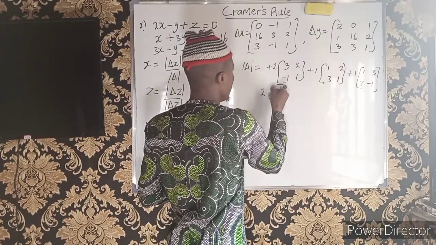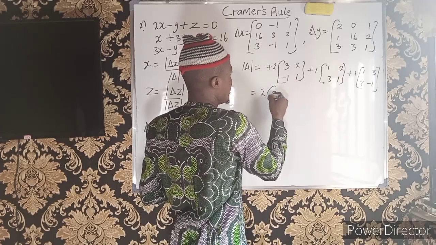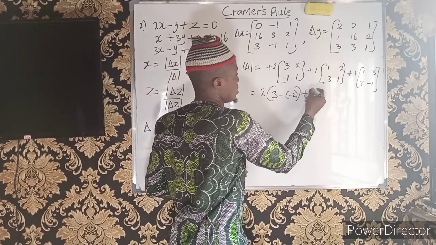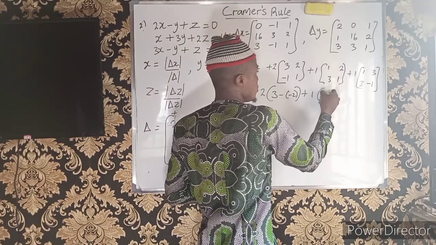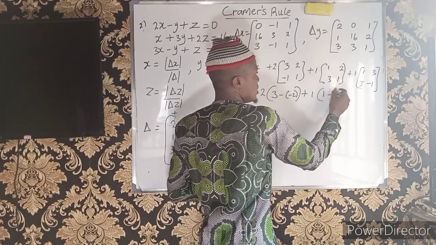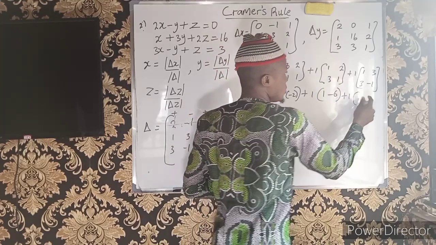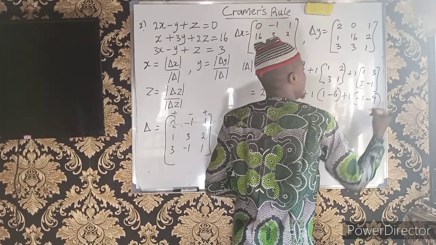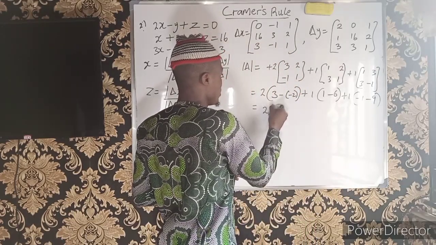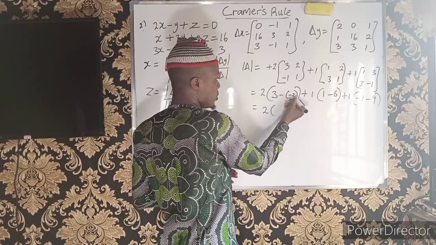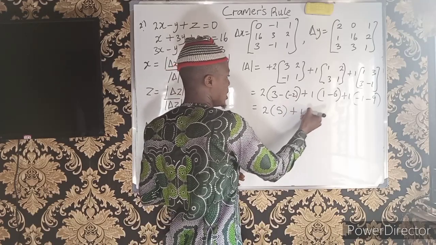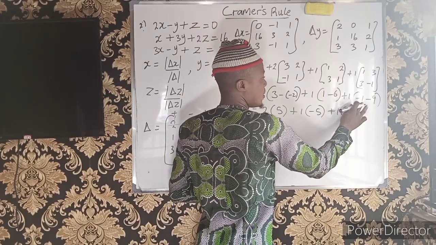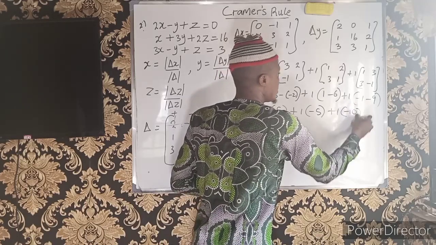This will give me 2 bracket 1 times 3 is 3, minus minus 1 times 2 gives minus 2. Plus 1 into 1 times 1 is 1, minus 3 times 2 is 6. Plus 1 into minus 1 times 1 is minus 1, minus 3 times 3 is 9. So this is 2 brackets, minus minus is plus, so 3 plus 2 is 5. Plus 1 bracket, 1 minus 6 is minus 5. Plus 1 bracket, minus 1 minus 9 gives us minus 10.